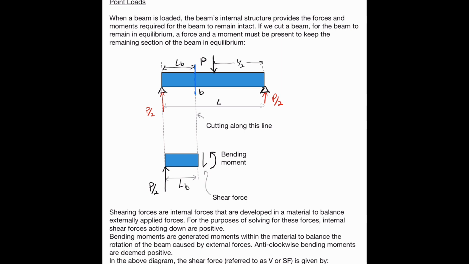So let's say we want to do a section inside here, so how we cut the beam. Right, so that's the cut surface. This is the pivot on the end here. So this is just the cut surface.